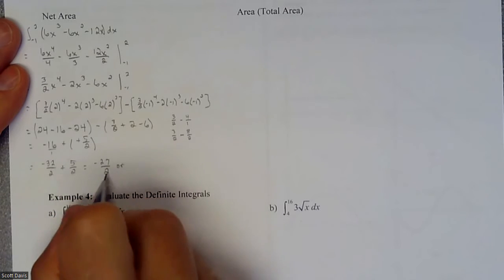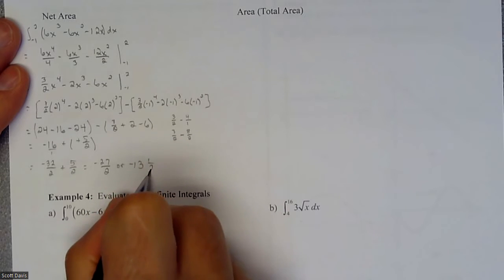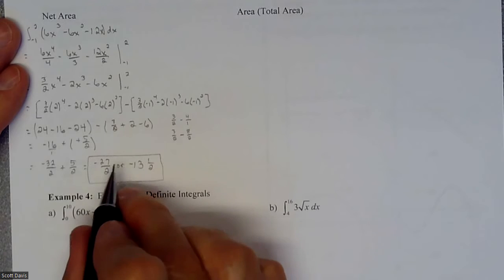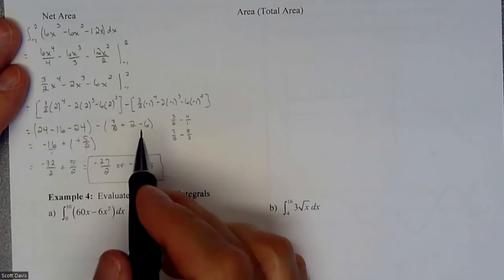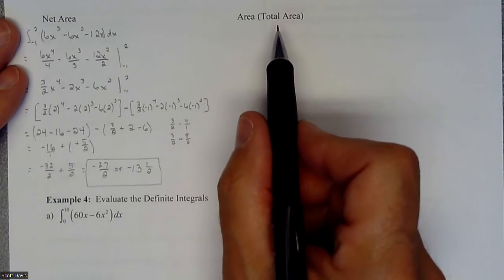Or you can look at it as 2 goes into that 13, so -13 times with 1 left over. So that would represent the area under the curve. So there's more negative area than there is positive area. Maybe it's all negative area. I don't really know. But we're going to need to know that when we do our total area.